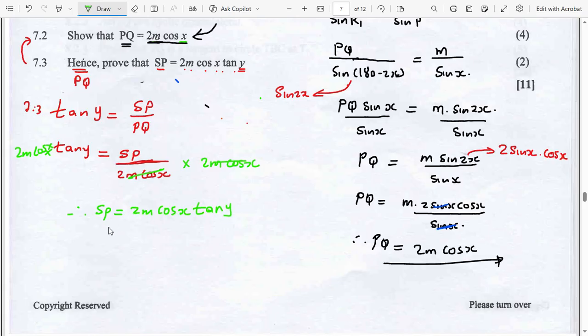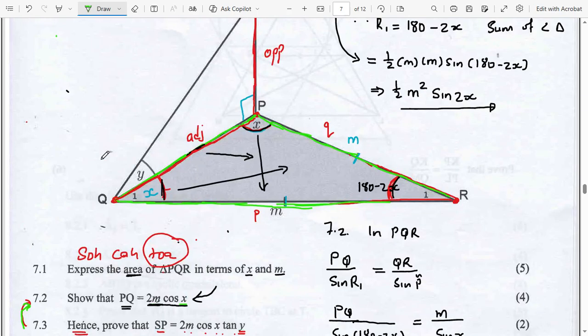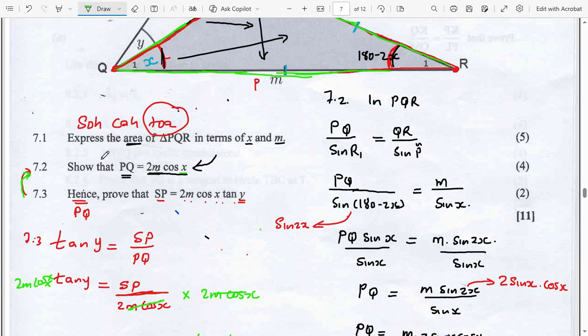Then this is proved. Please make sure that you follow the steps. First thing first, look at what the question is saying. And then when you see the word hence, it means that use whatever you got previously to prove that. And that's it. This is how easy the question is. Easy 11 marks. That's it for this question. This is where we're going to stop for this question, and we'll work on the next question.